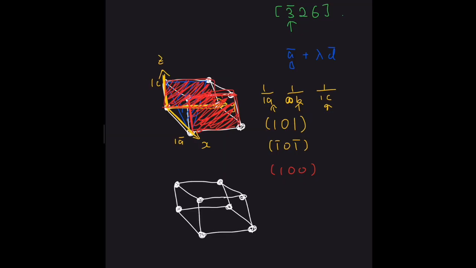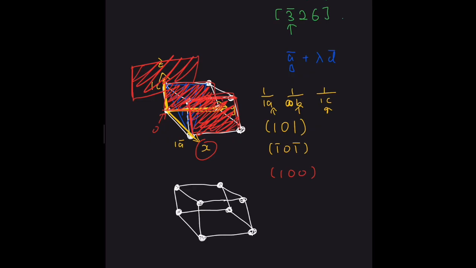then it intersects our x-axis at 0, which is not good because 1 over 0 gives you infinity. And we can't just put infinity inside these brackets. So we go back by one more unit cell, and then this plane will intersect your x-axis at -1. So that gives you an index of 1 bar 0, 0. So that's why these two planes are exactly the same.